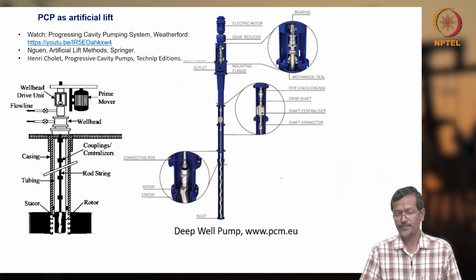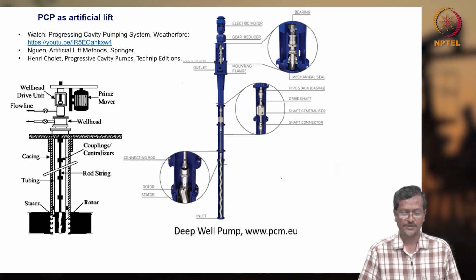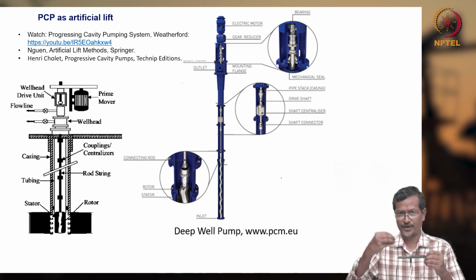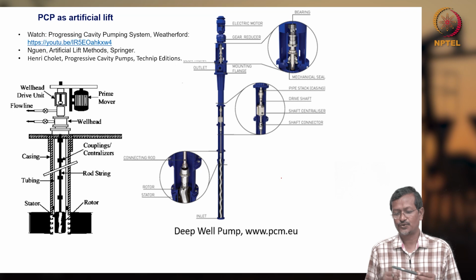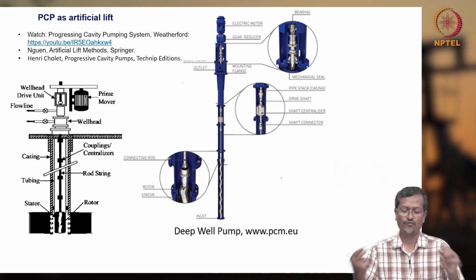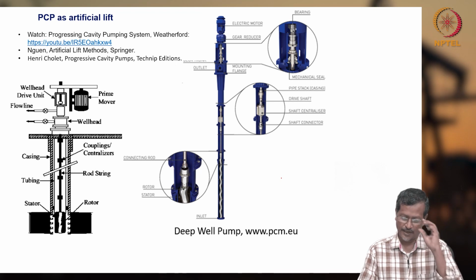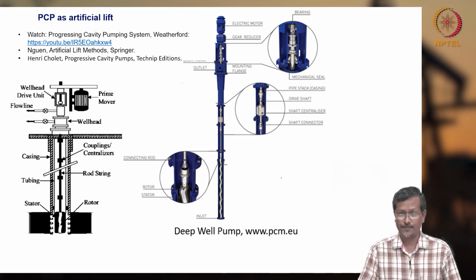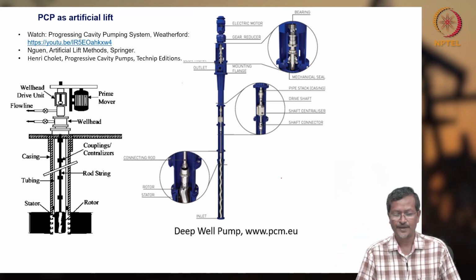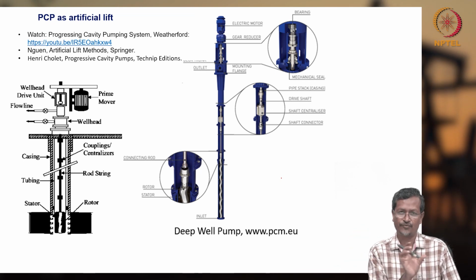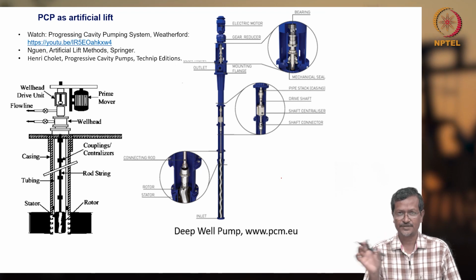Next thing is metering application. Metering application means PCP will have rotor rotation, and each rotation it will give a certain fixed amount of fluid. So, if we can control the rotation, you can use it as a metering pump, delivering a fixed amount of fluid after a fixed amount of rotation. If we change rotation, volume flow will change. So, it can be used as a metering pump.